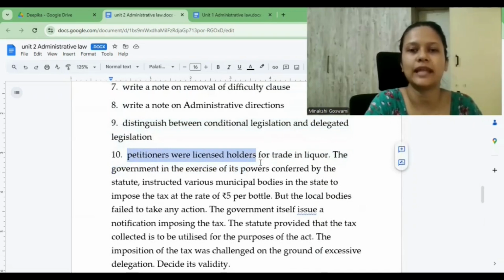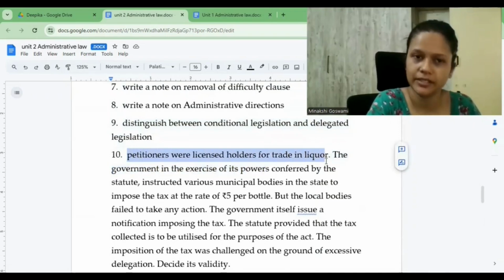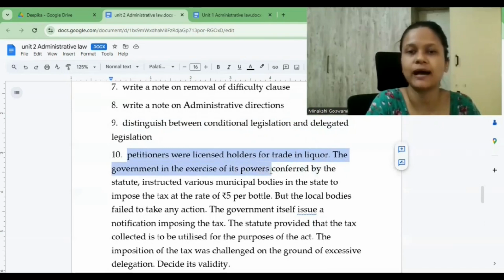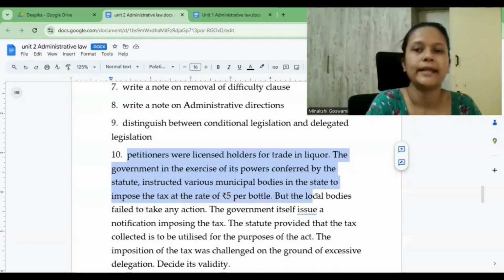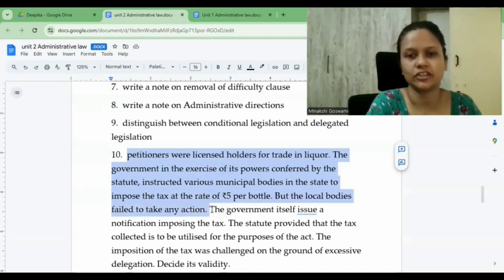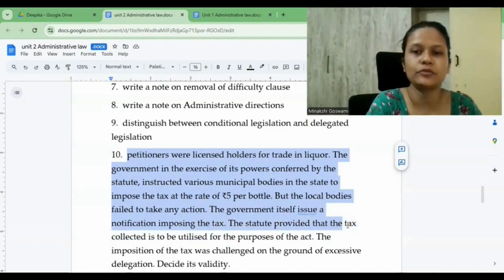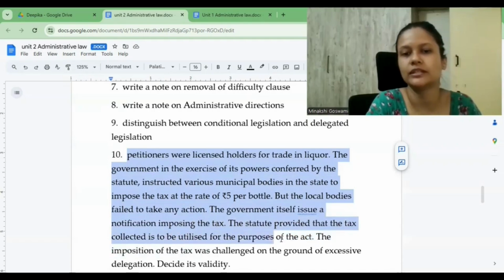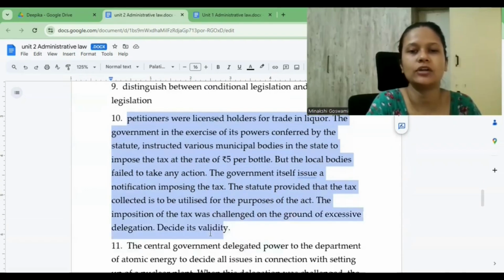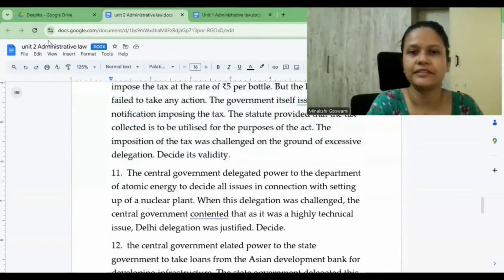Petitioners were license holders for trade in liquor. The government, in the exercise of its powers conferred by the statute, instructed various municipal bodies in the state to impose the tax at the rate of 5 rupees per bottle. But the local bodies failed to take any action. The government itself issued a notification imposing the tax. The statute provided that the tax collected is to be utilized for the purpose of this Act. The imposition of the tax was challenged on the ground of excessive delegation. Decide its validity. Then we have another one.